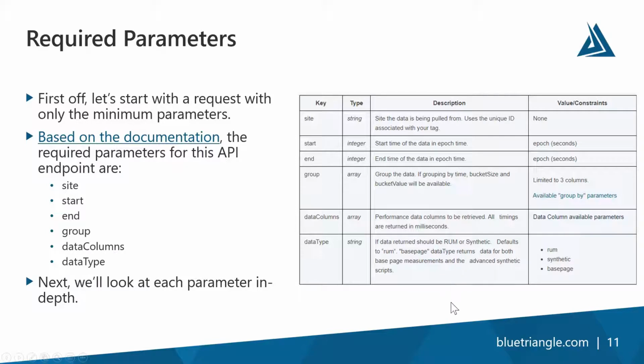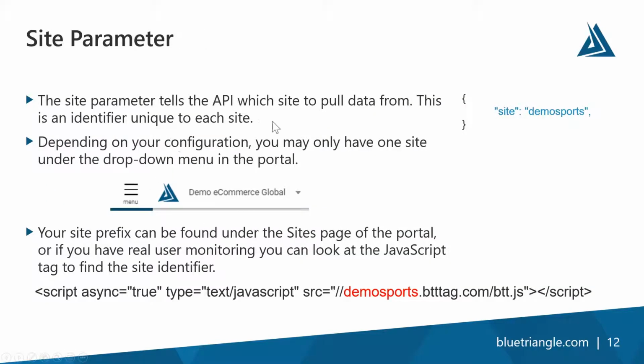We're going to go through each of these in depth in just a second, so let's go into that right now. The site parameter tells the API which site to pull the data from, and this is unique to each site. Demo Sports is our demo e-commerce global site, and we use this obviously for demos. Depending on your account with us, your organization may have multiple brands, which means you may have multiple sites, or you may have a test site.